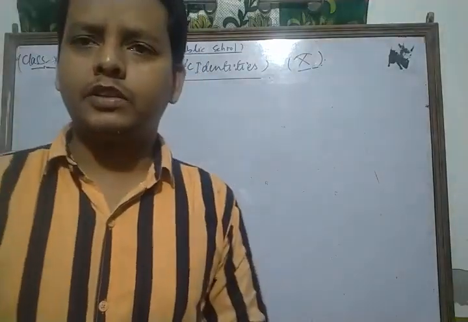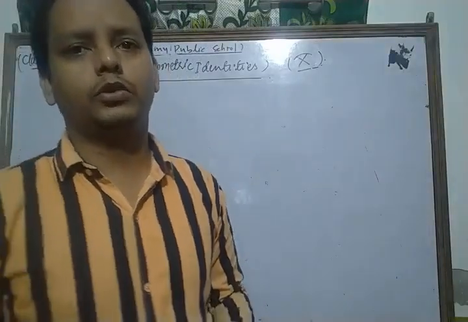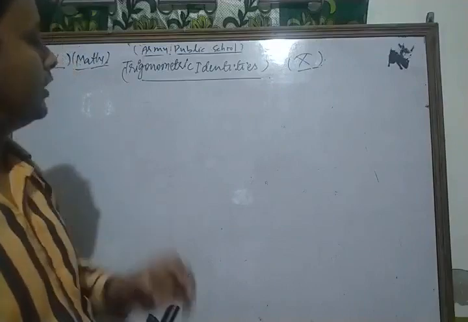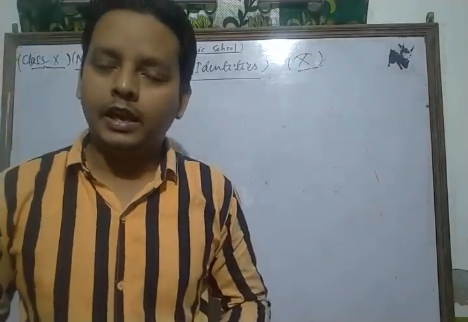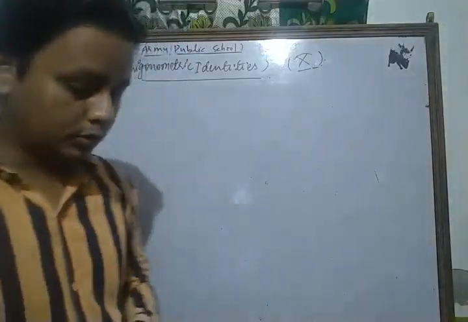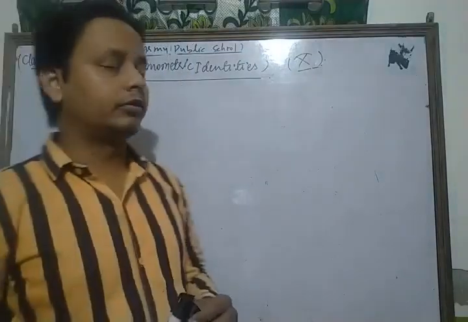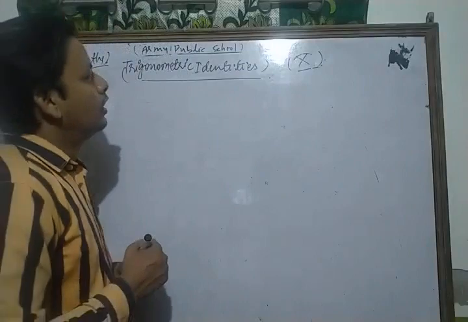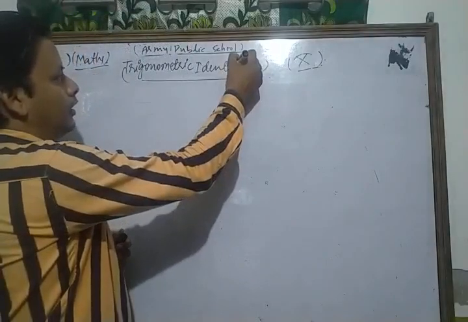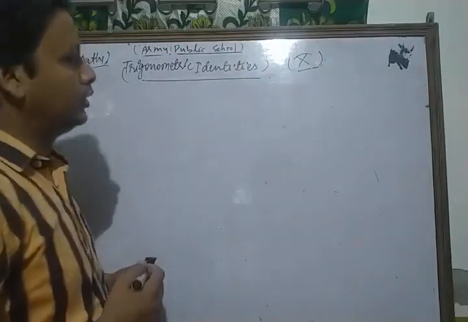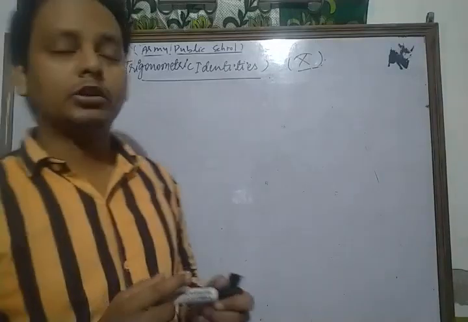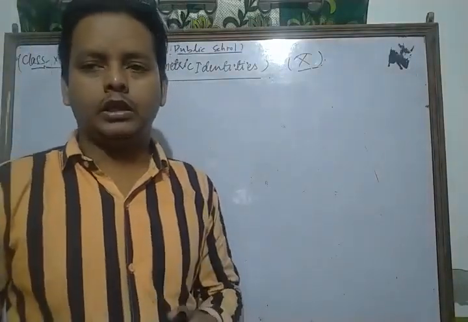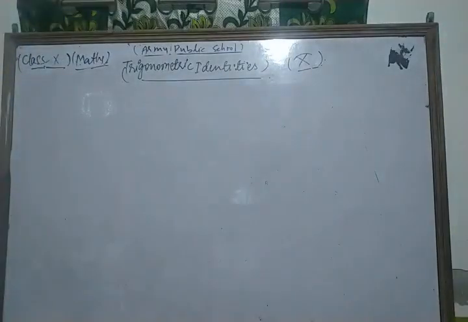Dear students, in the previous class we discussed a very important chapter of your syllabus, Introduction to Trigonometry. In the previous class we discussed the formula for the trigonometric ratios of complementary angles. Now, in this class we are going to discuss the topic trigonometric identities, which is very important for you and your upcoming examination.